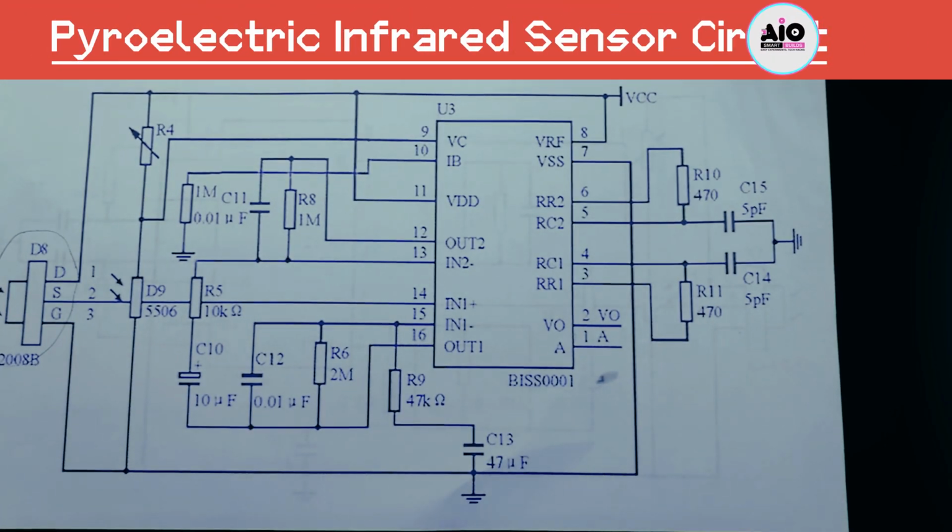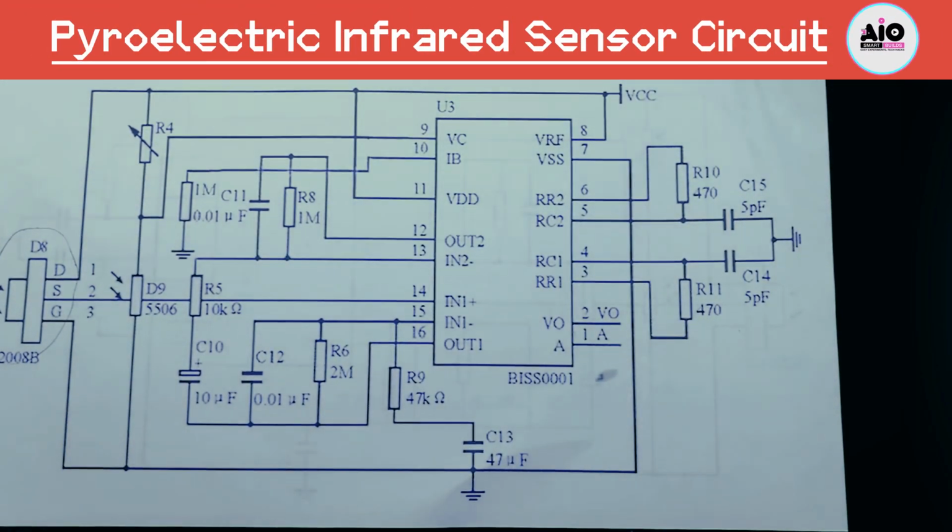Hello everyone, today we will take a look at the working principle of the thermal electric infrared sensor and its basic application circuit. The thermal electric infrared sensor does not actively emit infrared rays, but uses the infrared rays emitted by the object itself to achieve detection and control purposes.